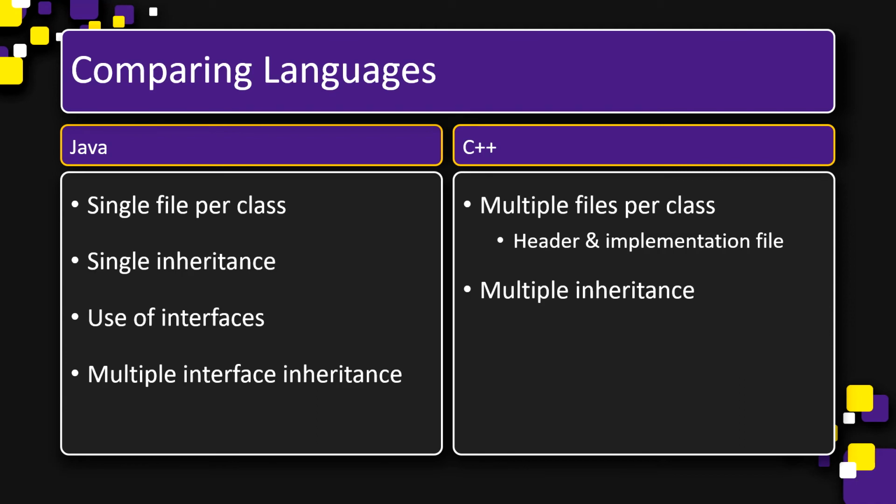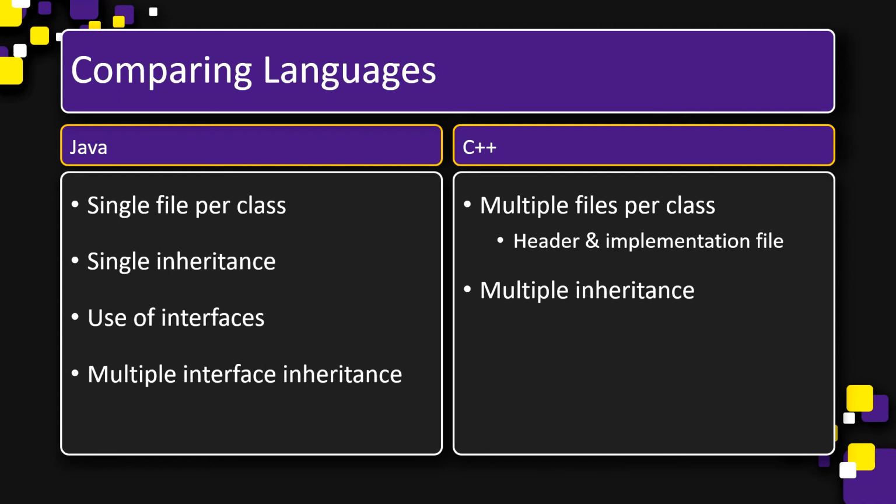Also, in Java, you have a single file per class, which also limits us in some ways, but let's start with how that's different from C++. So in Java, you have a single file for every class that you have. In C++, you have to have at least two files. You have a header and you have an implementation file. In Java, we do all of the implementation in the same file that we would declare it.